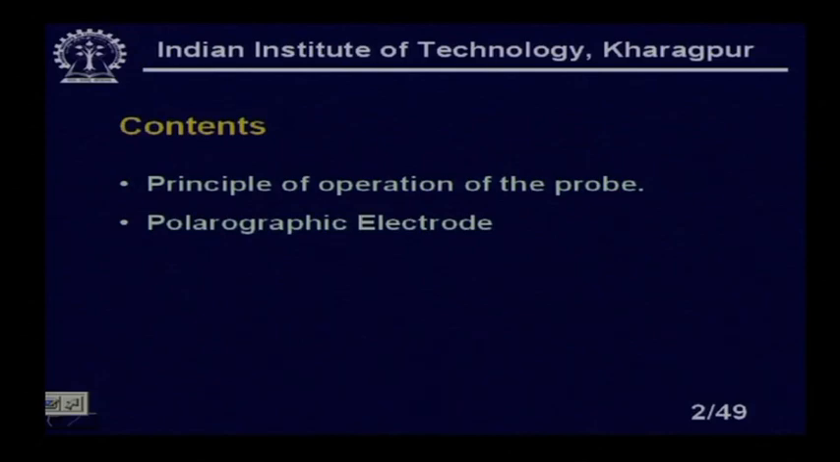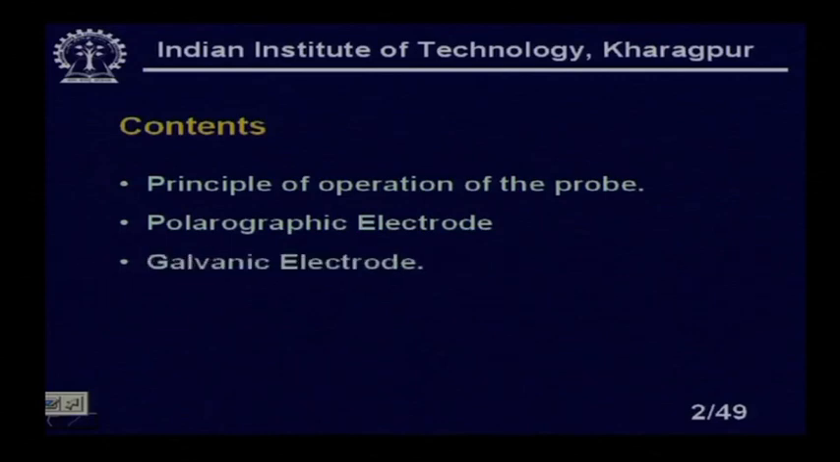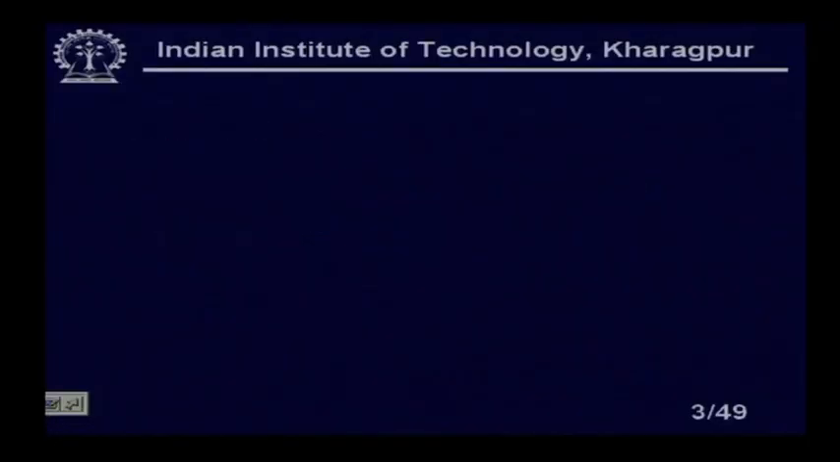Polarographic electrode. There are two types of electrode we will find. One is a polarographic electrode and there is a galvanic electrode. One needs a power supply and the other does not need it, right. So, we will consider the one which does not need any power supply or a bias; that is called the galvanic electrode. Then basically we will consider the theory of operation. The detailed constructions of these electrodes will be discussed in the subsequent lesson, that means in lesson 32.